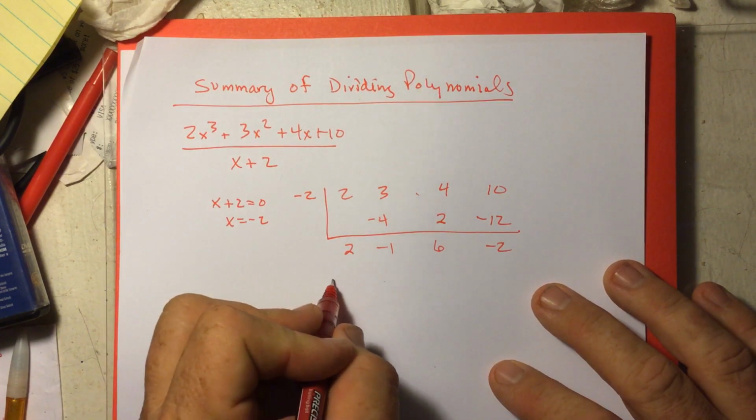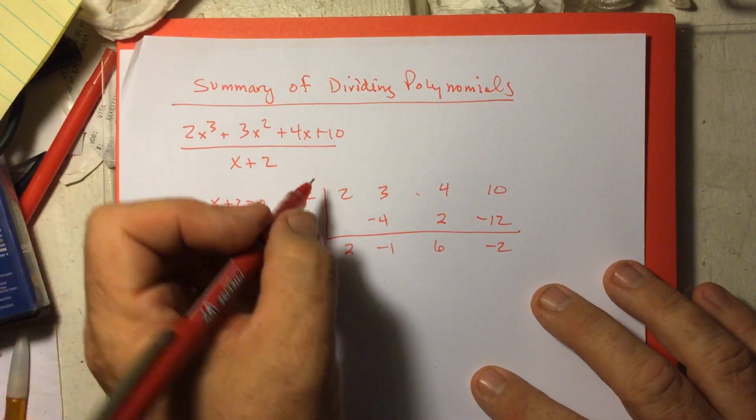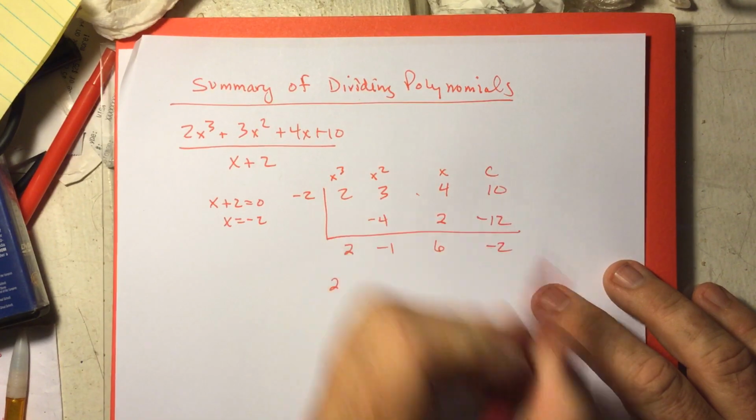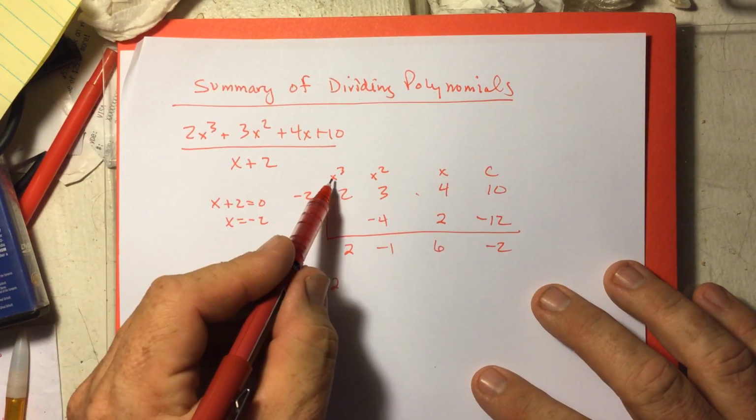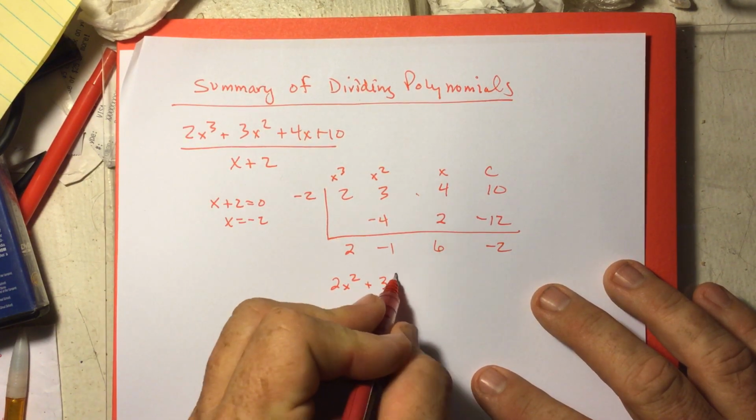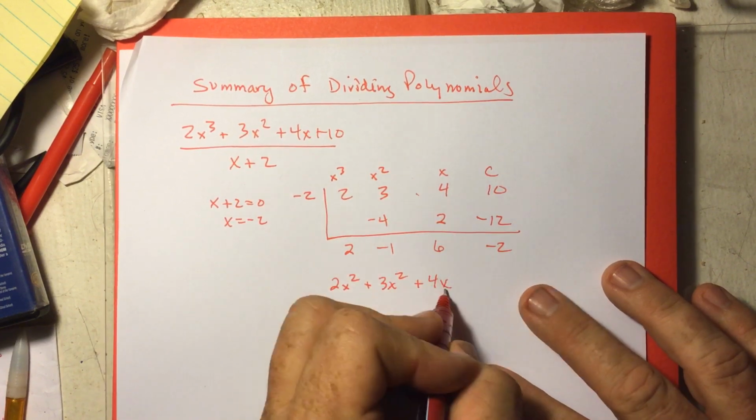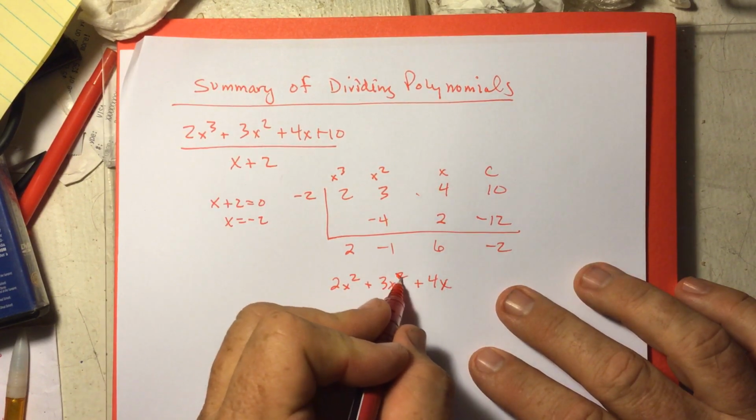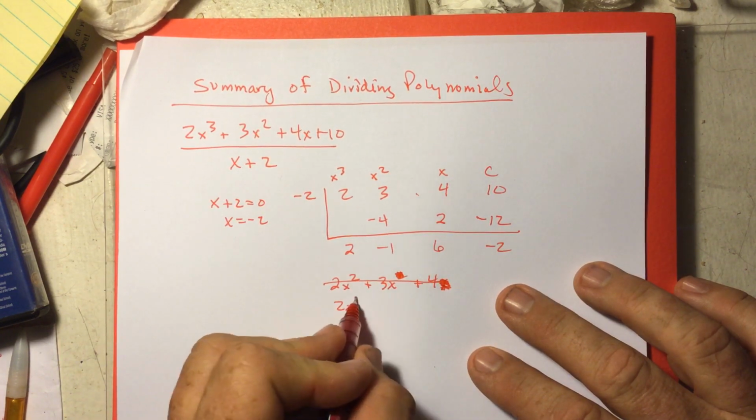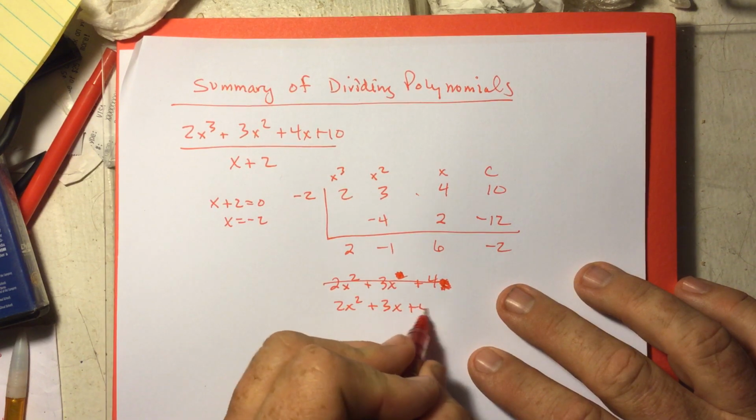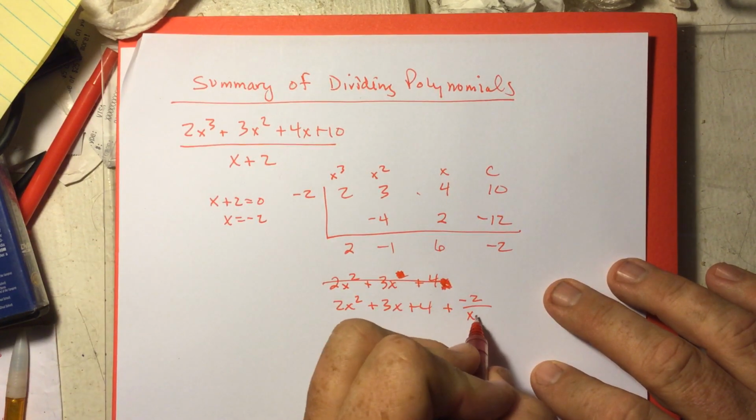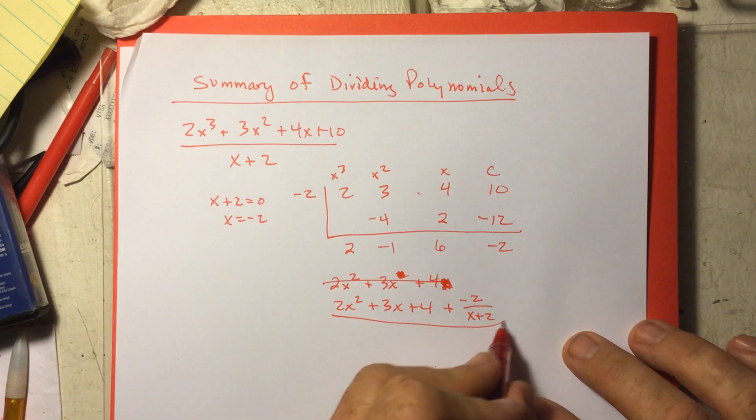So if we get this, we divided, remember this is x to the third, this is x squared, this is x, and that's my constant. These all go down by 1 because I'm dividing by x. So this is 2x squared, this is 3x, this is 4, sorry. We'll put a line through that. 2x squared plus 3x plus 4 plus my remainder over my divisor. So now that's my answer.